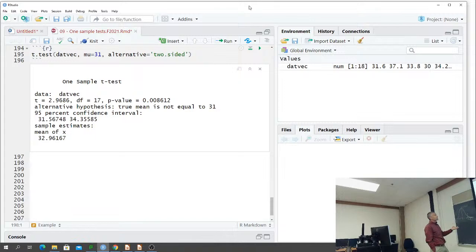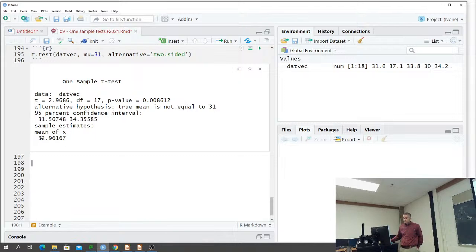It tells us what the alternative hypothesis is. So when we use two-sided, it says that our alternate is that the true mean is not equal to 31, because we're testing if our sample mean is equal to 31 or not. Is it equal? It's not equal. If we did a one-sided test, it would tell us the true mean is greater or less than 31, depending on which one we have.